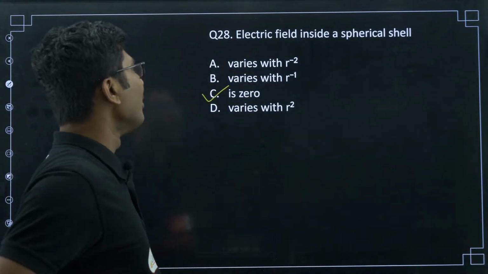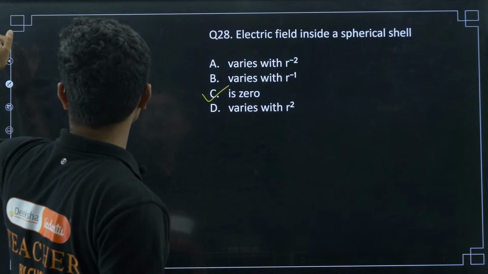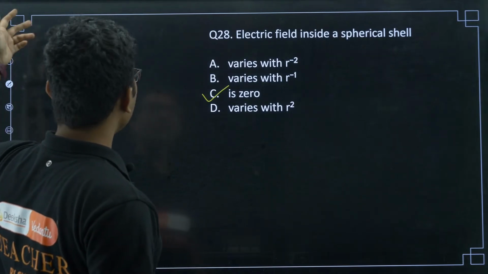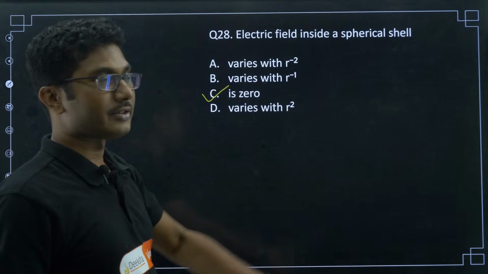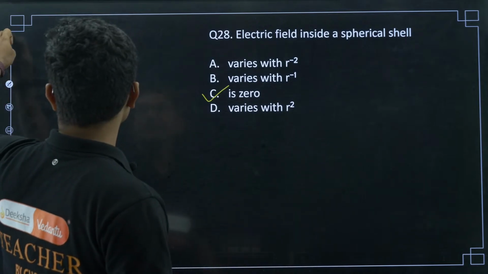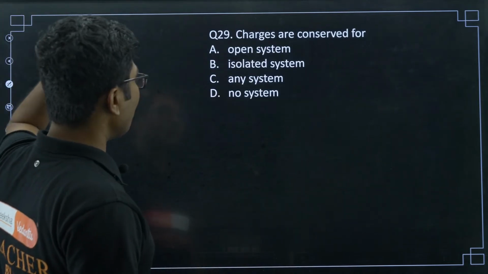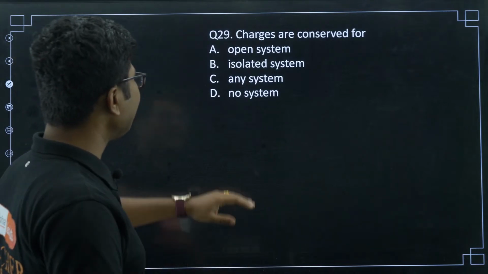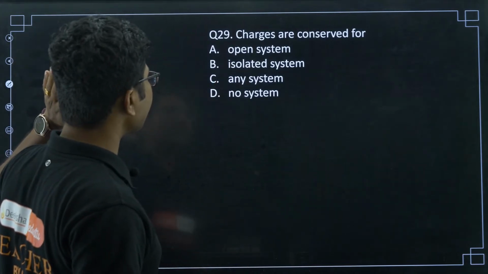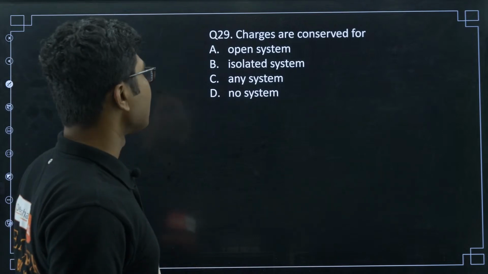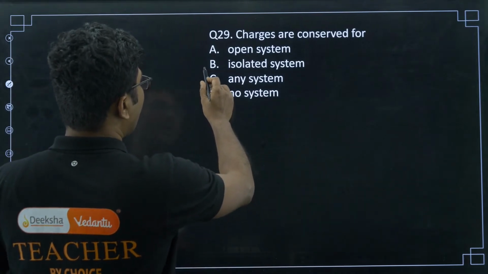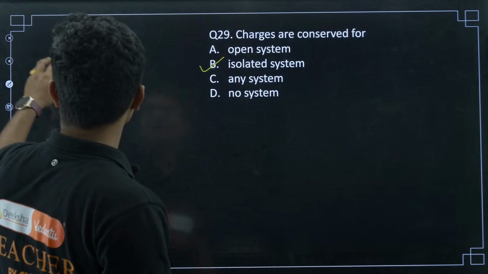So, electric field inside a spherical shell, they are saying 28C. Yes, it is 0. Electric field inside a spherical shell is 0. As we know, electric charges always stay on the surface, so no charges stay on the inside. So it is 0. Now, I think this is a repeated question. Charges are conserved for an isolated system, not an open system.